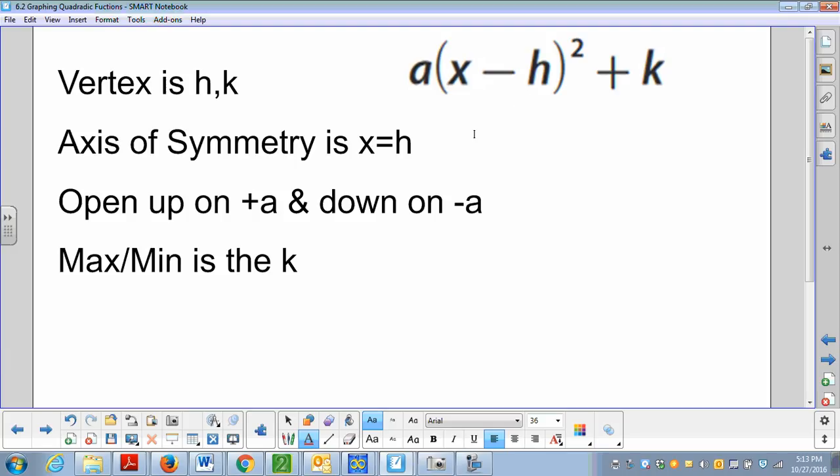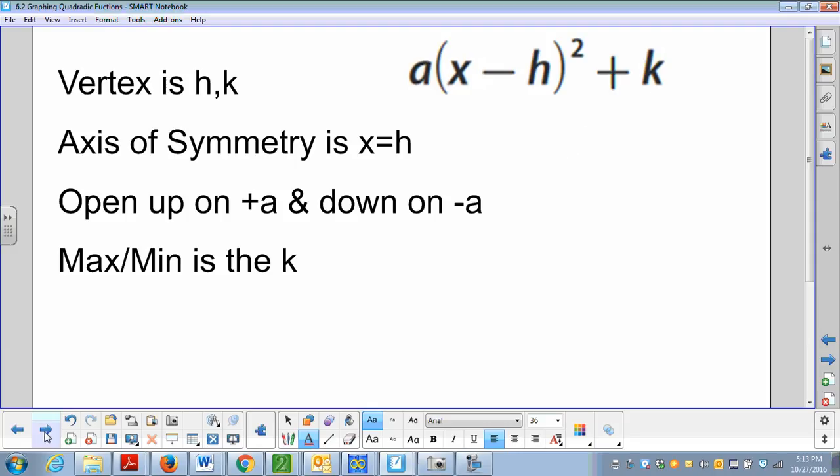To determine whether the function opens up or down, you want to look at your a value, which is here. If it's positive, it's going to open up. If it's negative, it's going to open down. And whatever your k value is, that's your maximum or minimum, depending on whether it opens up or down.